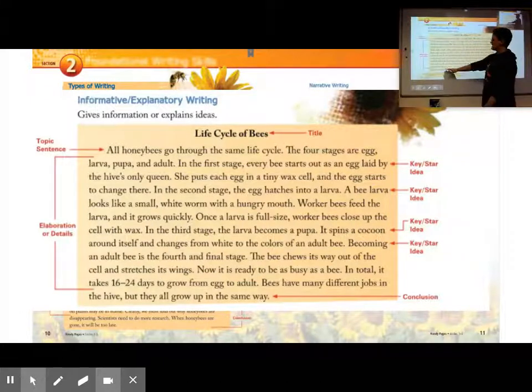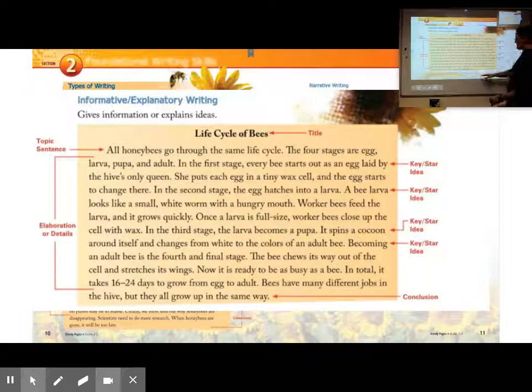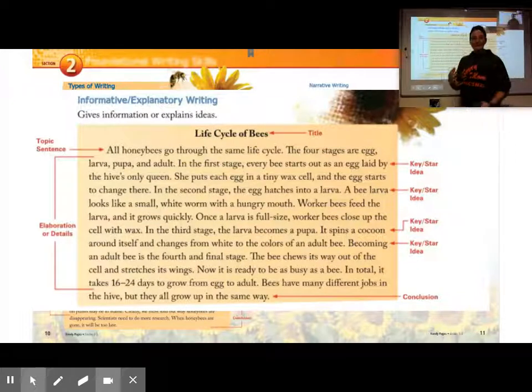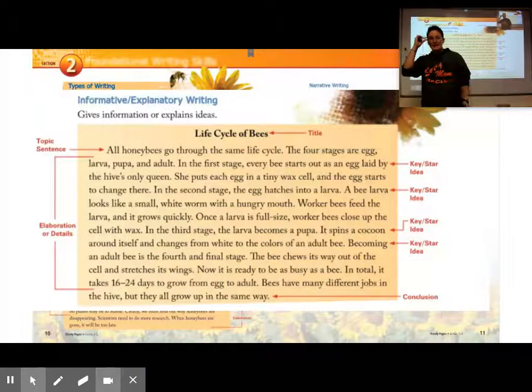In total, it takes 16 to 24 days to grow from an egg to adult. Bees have many different jobs in the hive, but they all grow up in the same way. So as I read through that, I was hearing all about what it's like to grow up as a bee, especially the early life cycle of a bee, right?